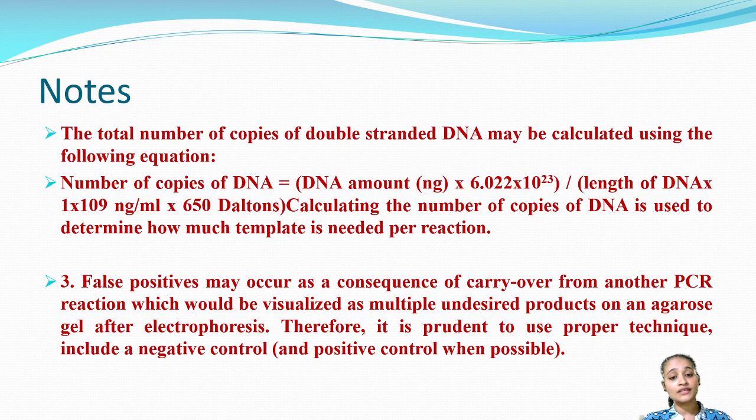And you can visualize this only when you keep a negative control. When you load a negative control in your agarose gel electrophoresis, if it shows a band in the negative control, it means that you are carrying false positives from your previous reaction. So this is the main reason we want to keep a negative control along with the positive control, to check if our reaction is contaminated or not.